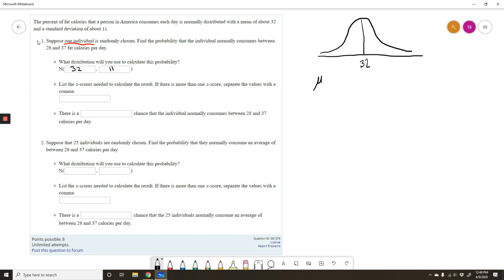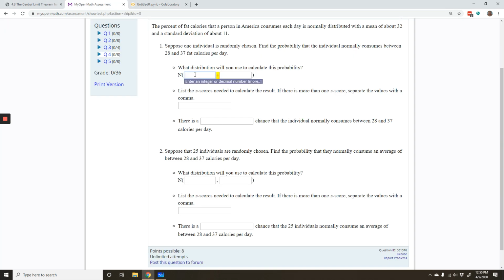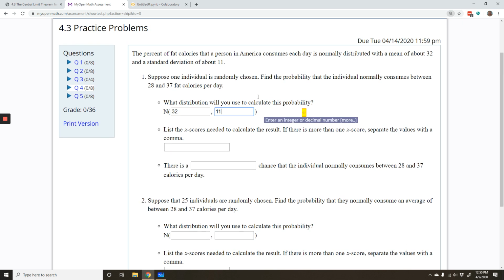So mu, and we're going to specify, since in part 2 we're going to have a different mean and standard deviation for our collection of samples. So mu for a member of the population, so we usually use x, is 32. And the standard deviation of the distribution of the population is 11. Okay? So let's put that in to our notebook. So 32 and 11. Blow that up a little bit, make it a little easier to see.